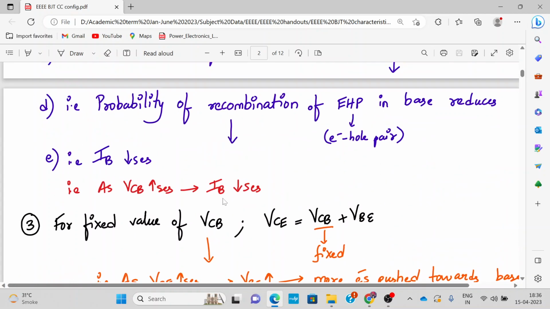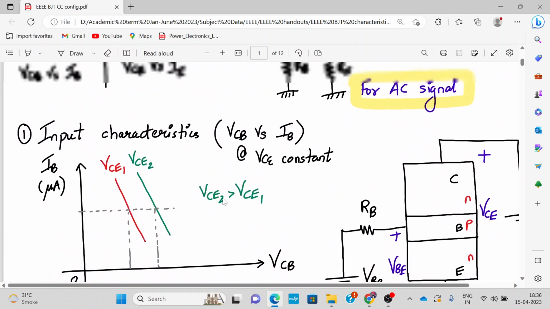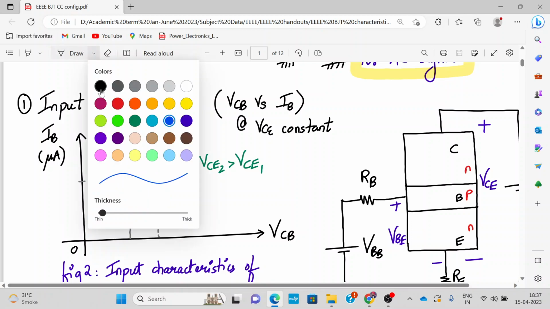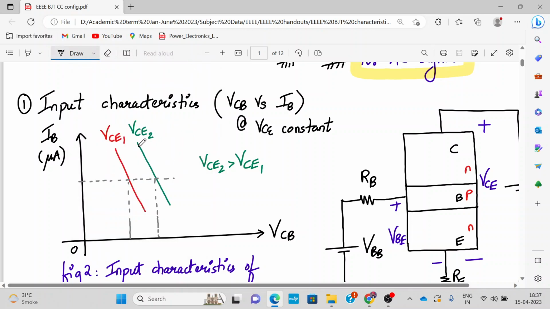So that's why over here, if you consider it for a fixed value of VCB, this one, your IB value increases. Okay, so let's say this is the fixed value. We consider this fixed value of VCB, and your IB increases when your VCE is increasing. So that is the reason why it is happening. Let me just get rid of this.